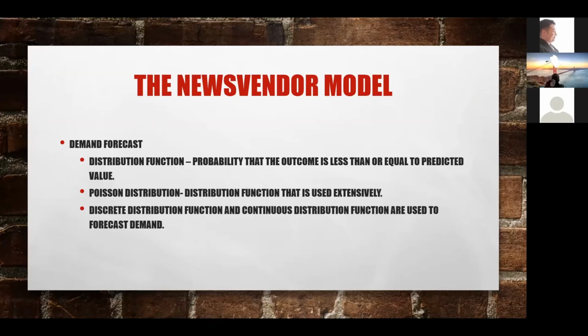So, demand forecast. There are some things that you need in order to put into it. There's the distribution function, which is the probability that the outcome is less than or equal to the predicted value. Poisson distribution, which is a distribution function that is used extensively. And then discrete distribution function and continuous distribution function are used to forecast demand.